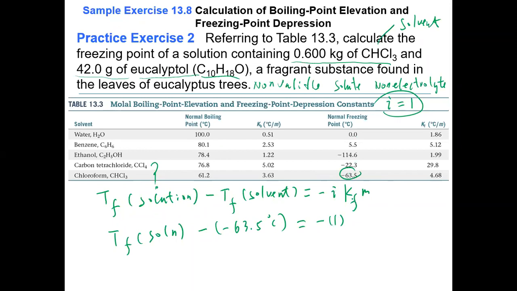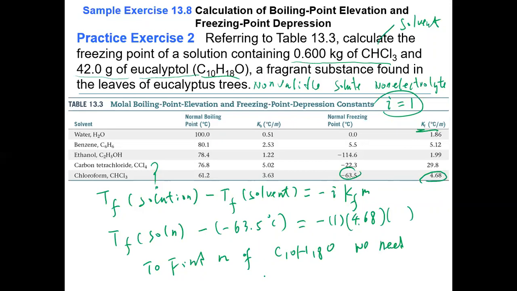Next, what is the Kf? The Kf for CHCl3 is 4.68. And then you need to find the number for the little m and put it here, and solve this equation for Tf of the solution. So finding the little m will be the step now to solve this problem. To find the m of our C10H18O, we need the molar mass of C10H18O. So in the next slide, we are going to do that, find the little m and put it here.